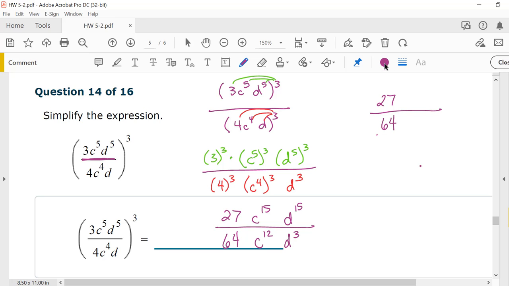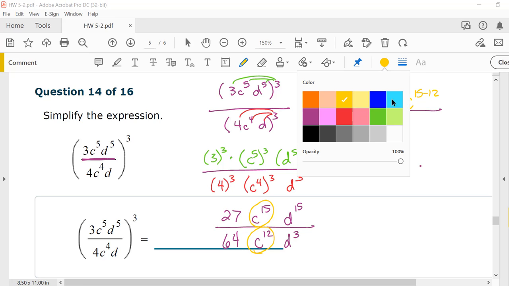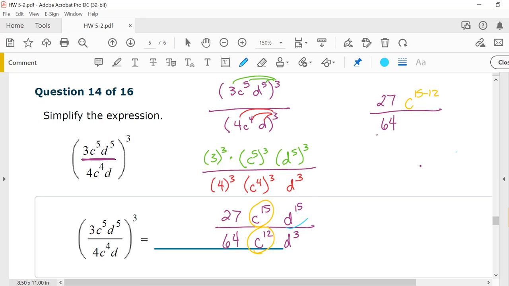But we can simplify c to the 15 over c to the 12 is going to be c to the 15 minus 12. And d to the 15 over d to the 3 is going to be d to the 15 minus 3. So we'll have 27, c to the 15 minus 12 is 3, d to the 15 minus 3 is 12, all over 64.